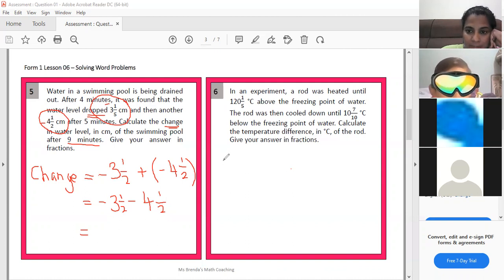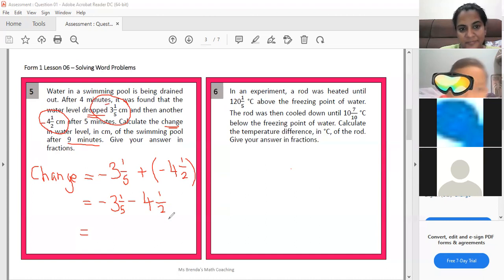Teacher, it should be this. 3.5, not 3.5. Oh, sorry. I didn't see properly. It's 3 1/5. Then we have to work out more calculations here. So guys, 3 1/5 minus 4.5. Why do you have plus 4.5? Oh, okay.